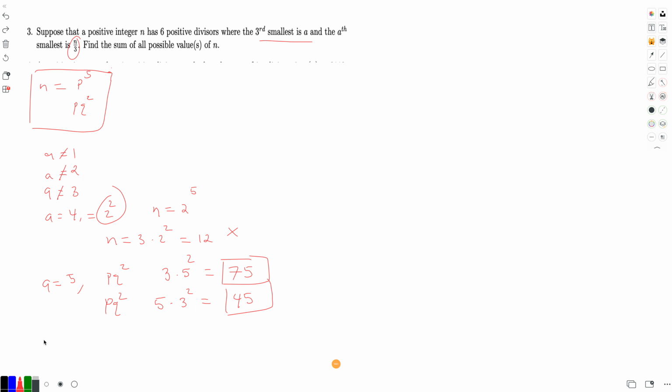So now the only other case to check is a equals 6, which automatically doesn't work by basic logic, because the third smallest is 6, and the sixth smallest, which is the last divisor, the biggest divisor, is n over 3. But we know that n is the biggest divisor, not n over 3, so this case doesn't work. So we have found our two numbers, and we can sum them to get 120. And we are done.